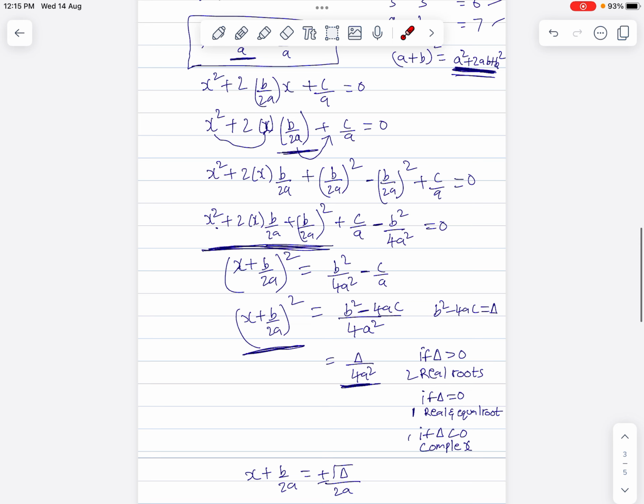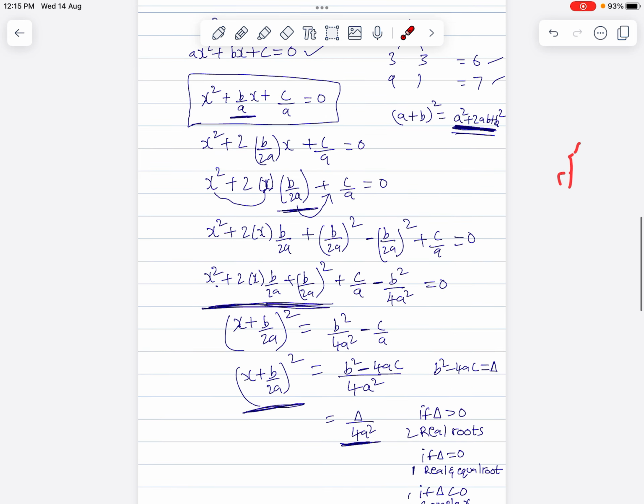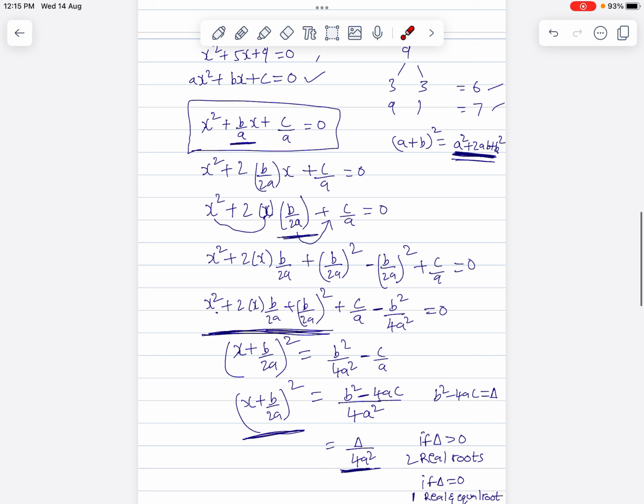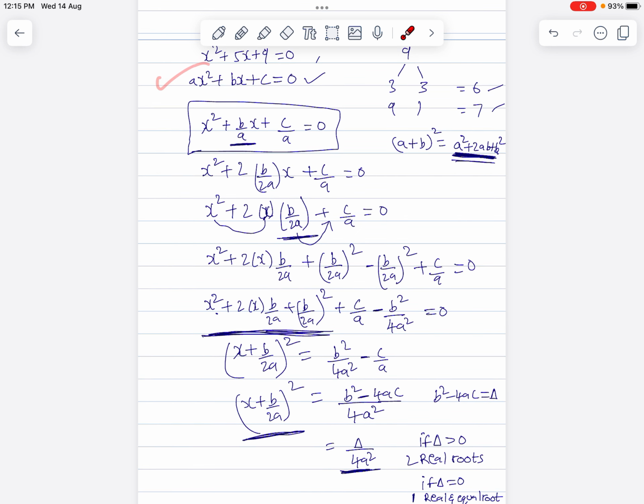But try to solve this derivation on your own, okay? It is a very simple derivation from here to here. It is very easy. There is nothing much complicated. We are just taking b by 2a, adding b by 2a whole square and subtracting, so as to make this a perfect square, okay? So tomorrow when you are coming for the class, you should derive these roots on your own, okay?